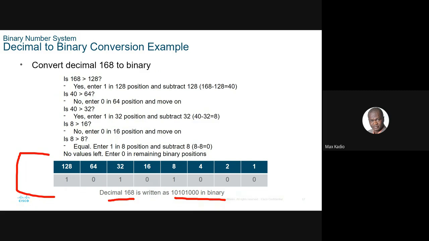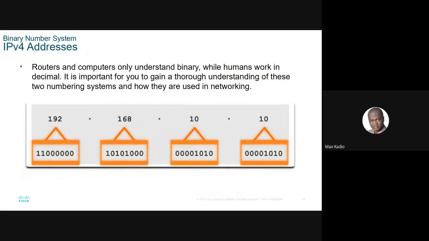Let's do the last one. The last one is, yeah, so you see, for example, here, IP address for us human being, we understand 192.168. But the PC, we need to convert in binary. The PC understands these numbers. So read here.